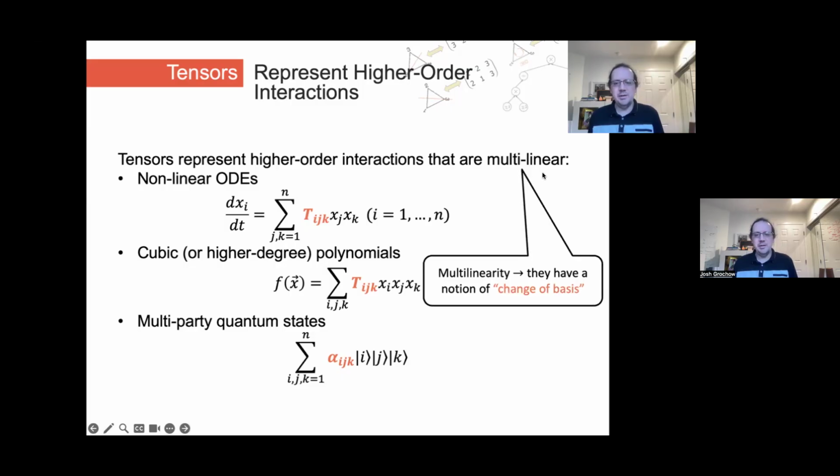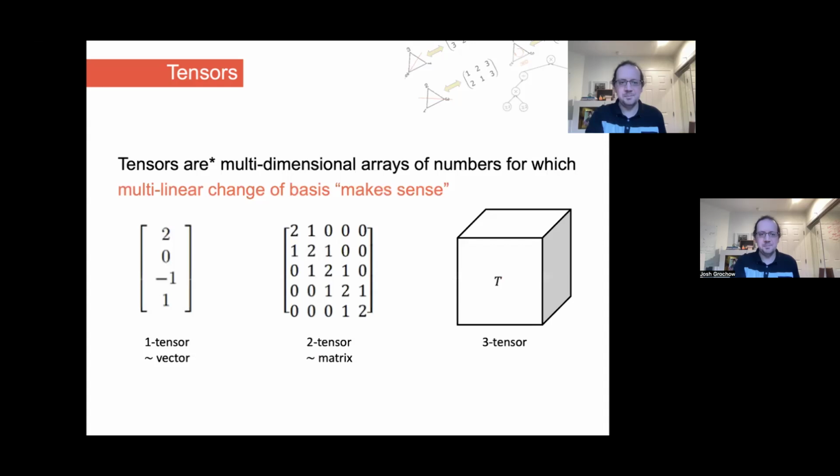And this multilinearity means that they have a notion of change of basis. In the case of ODEs, this is, for example, a linear change of basis of the variables, same with polynomials, and with quantum states, these are the usual local change of basis of quantum states. So tensors are essentially multi-dimensional arrays of numbers for which a multilinear change of basis makes sense. Or rather, they're represented by these. Sometimes we refer to these arrays as hypermatrices, and the tensor is the abstract object.